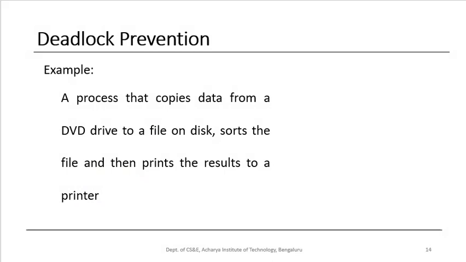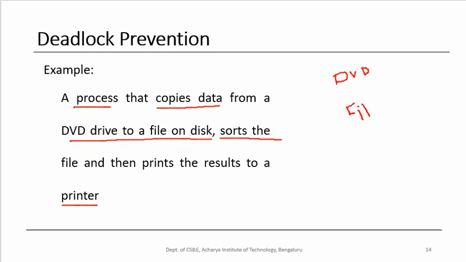Take this example. Here a process is trying to copy data from a DVD drive onto a file which is present on the hard disk, and it is sorting the file and then printing the sorted file using the printer. Here what are the resources that are required by this process? It requires the DVD drive, the file which is present on the disk, and the printer.